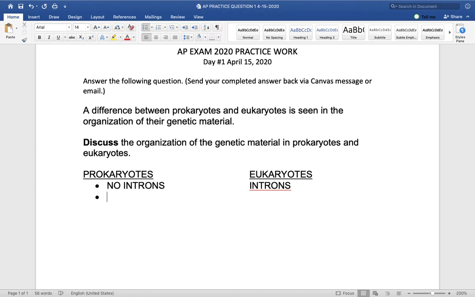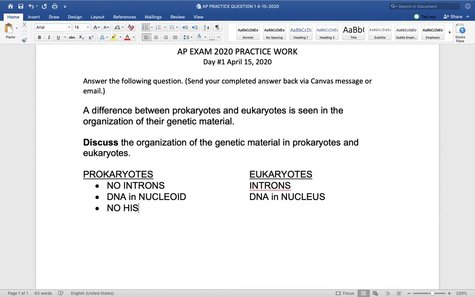Second, prokaryotes have DNA in their nucleoid region, whereas eukaryotes house DNA in a nucleus. So remember, prokaryotes do not have membrane-bound organelles. They have a nucleoid region instead. Eukaryotes have a nucleus which would house the DNA, and that's the second point they would be looking for.